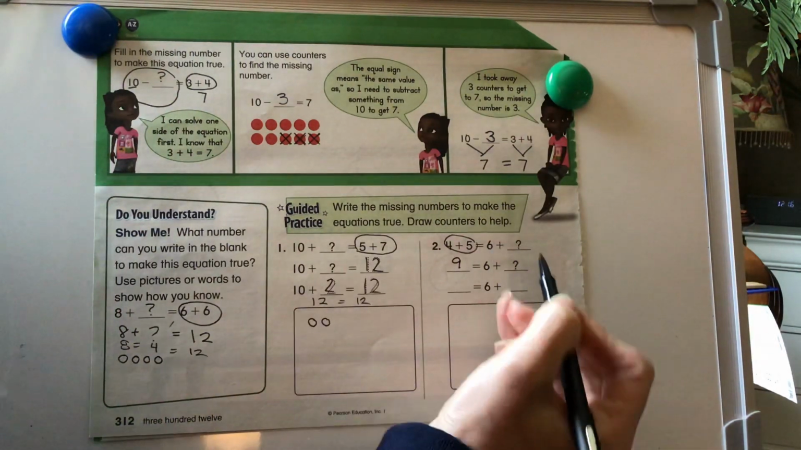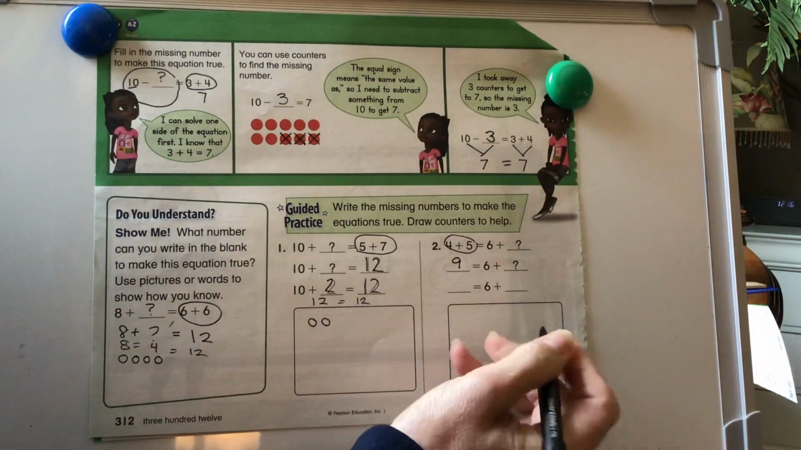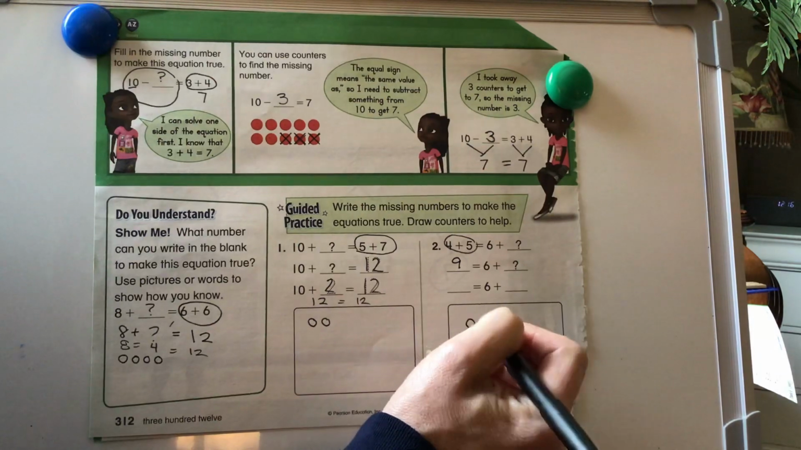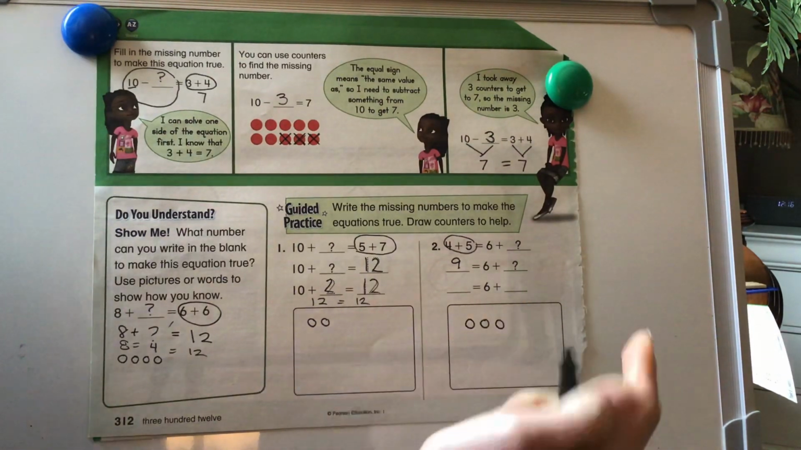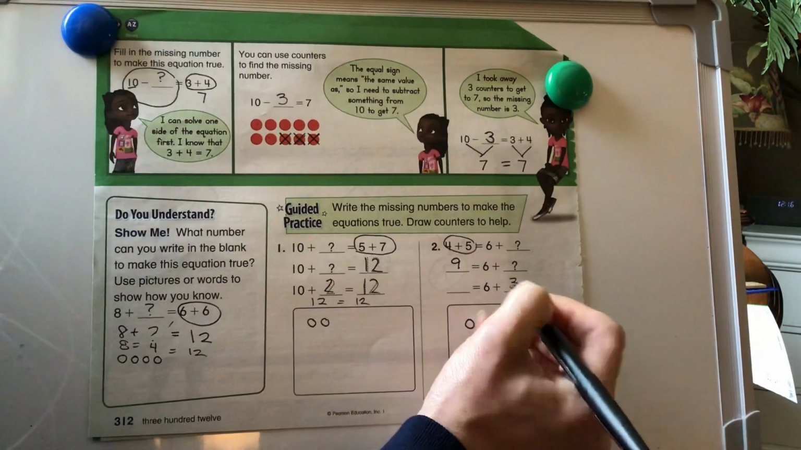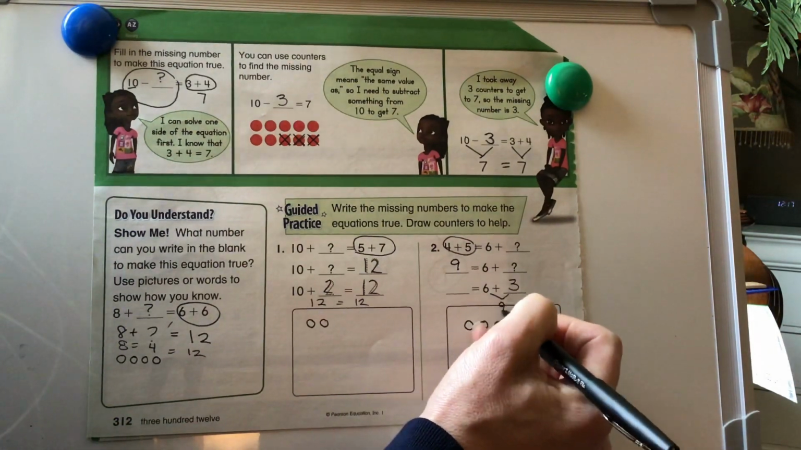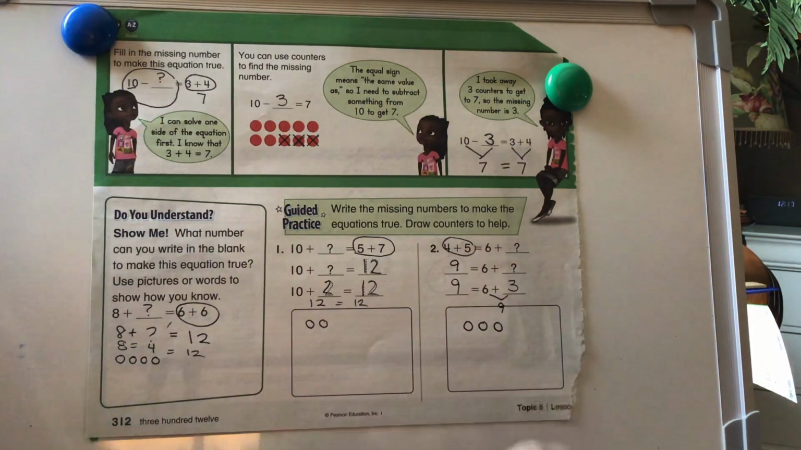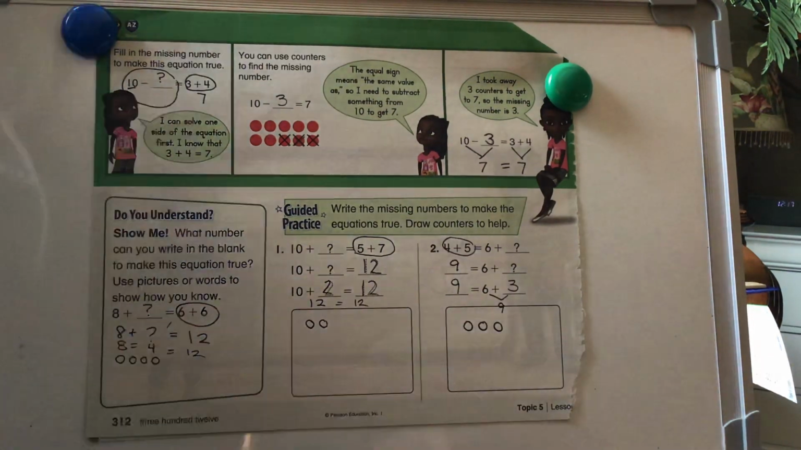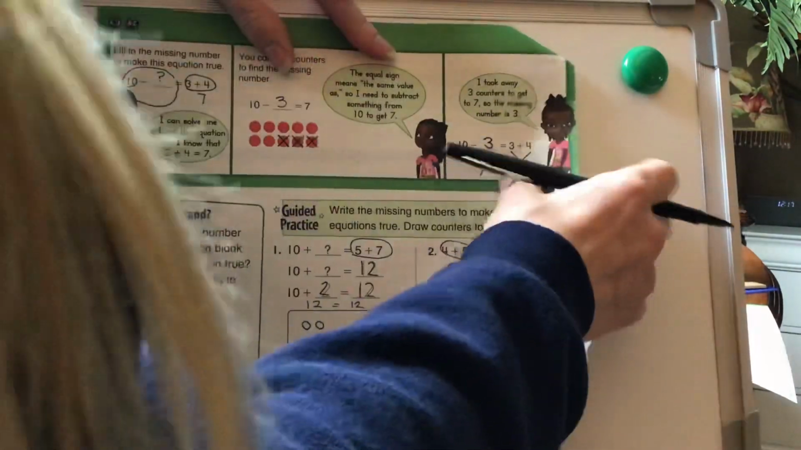6 plus something also has to equal 9. So if I have 6, I'm going to count up 7, 8, 9. And I drew 1, 2, 3 markers. So I know that 6 plus 3 is 9, and 4 plus 5 is also 9. So I am making true equations, because remember, equal sign means the same as, so the same numbers on both sides. Okay, here's our independent practice.